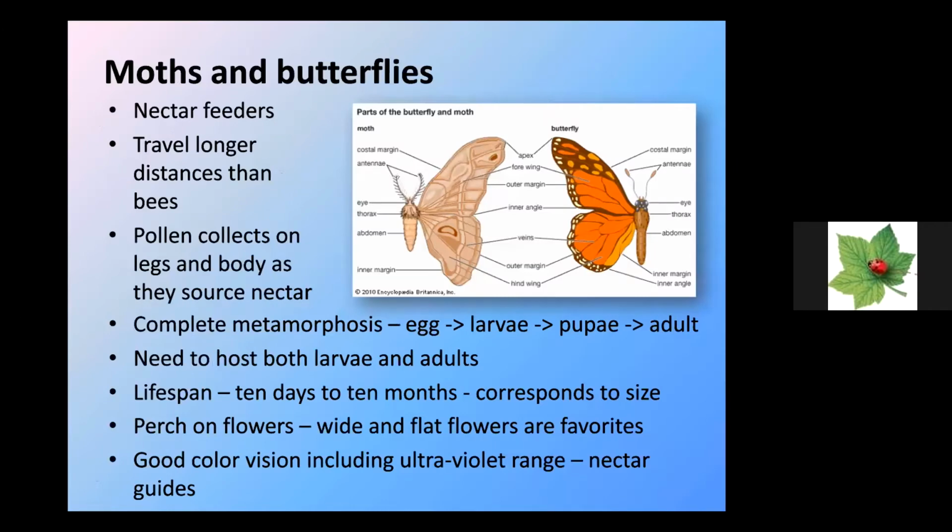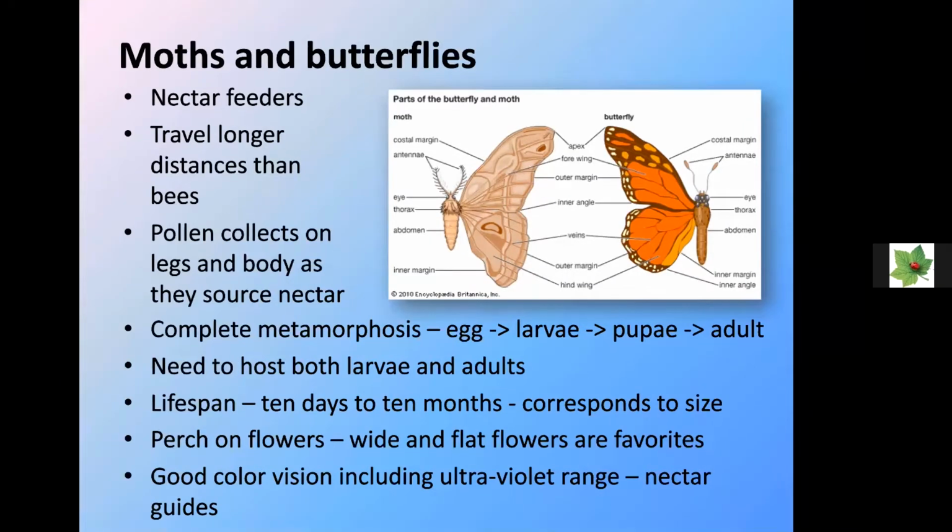Moths and butterflies are nectar feeders and can travel very long distances, often longer distances than many bees. So depending on how far away some flowers are, such as the monarch traveling from Mexico all the way up into the mountains up here in the United States. As you can see, they're very long travelers and they're pollinating all along the way as they go up. Pollen collects all over their legs and bodies, and they can also source that nectar.